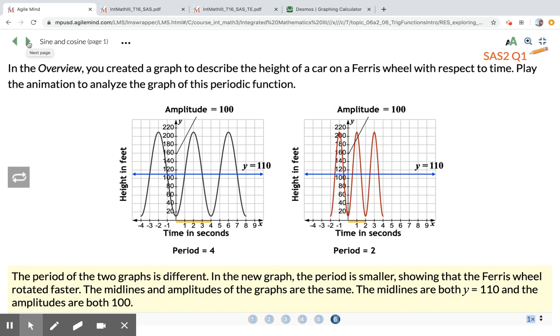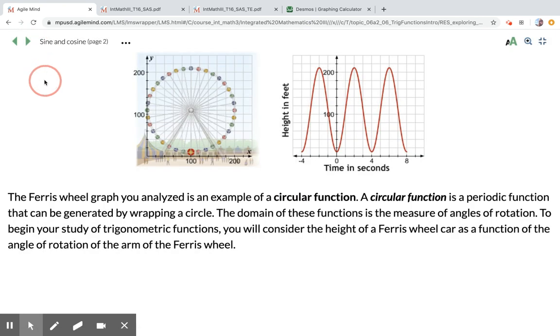Now, of course, let me go into this a little more. This whole Ferris wheel deal, we've called it a sinusoidal function, a sinusoidal curve or wave, trigonometric function. This particular example could also be called a circular function, because it's literally a periodic function that we create by wrapping around a circle, which we did. We had a big circle that we were wrapping around.